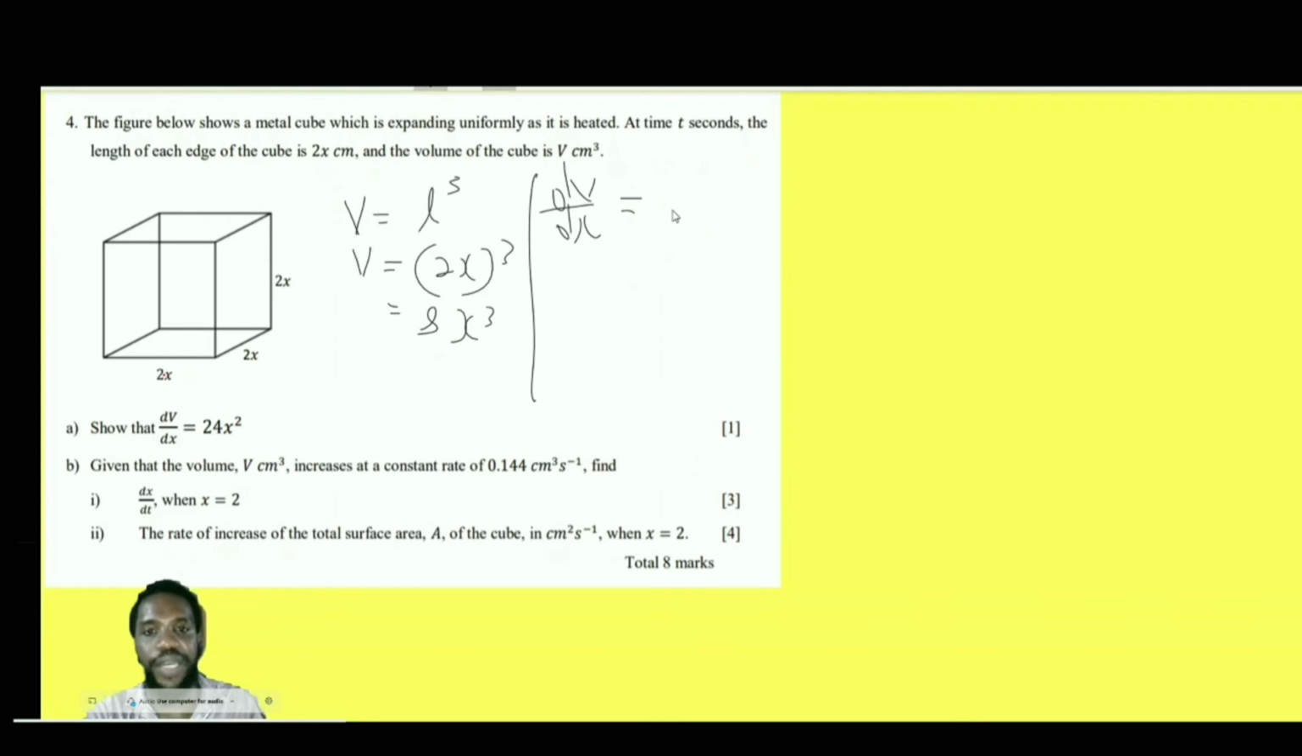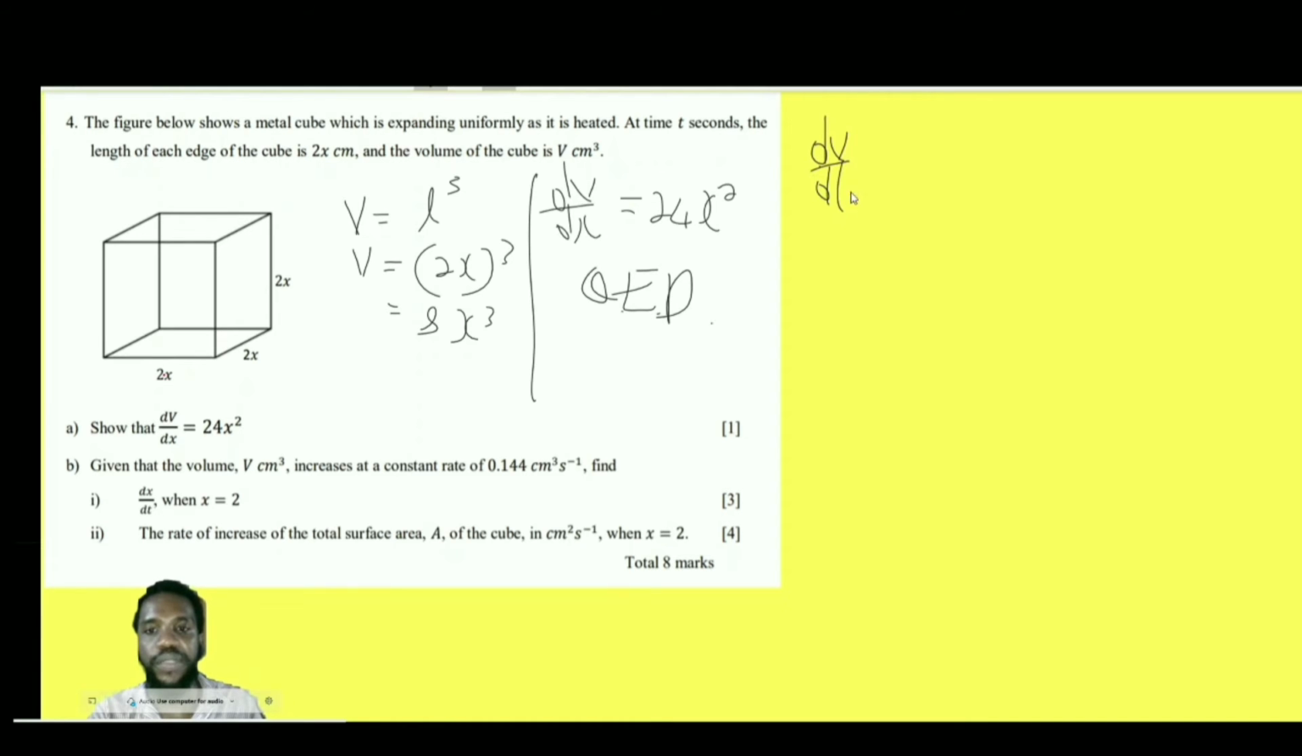Simply we differentiate the volume with respect to x, which is the length of the side. So we bring the power to the front. 3 times 8 is 24. We subtract 1 from the power, so we have x squared. So it's 24x squared. Alright, that has been proven. Now it says, given that the volume V cubic centimeters is increasing at a rate of 0.144 cubic centimeters per second.